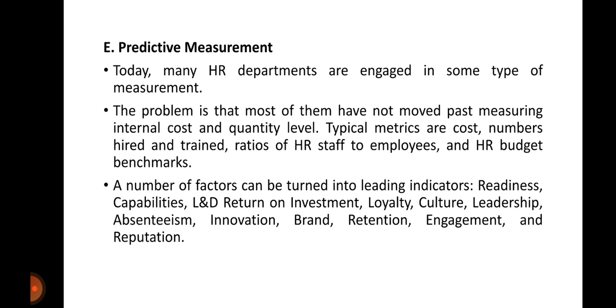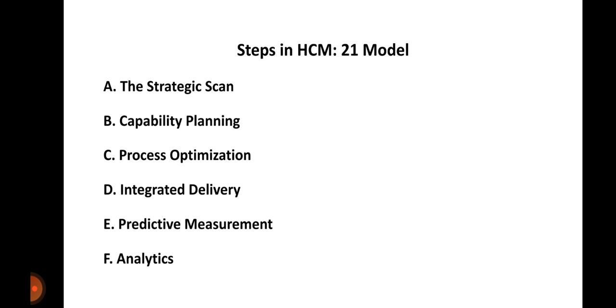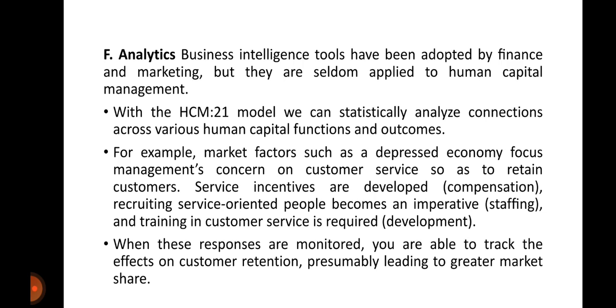And the last step is analytics. Like I said, we have many analytical tools, but they are mainly used in finance and marketing. HR is coping up with it now. We are trying to make sense of our data through different analytical tools. The HCM 21 model is one such model which will help you statistically analyze all the connections between different functional departments of HR and their outcomes.